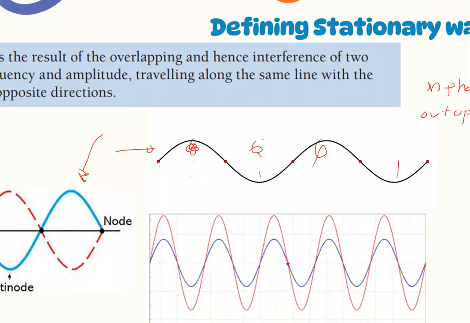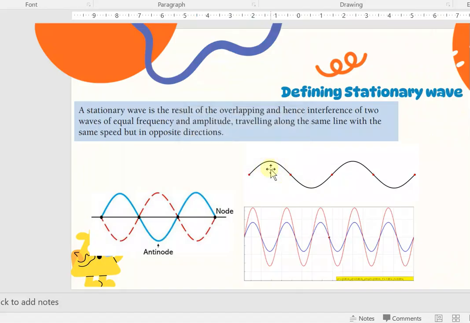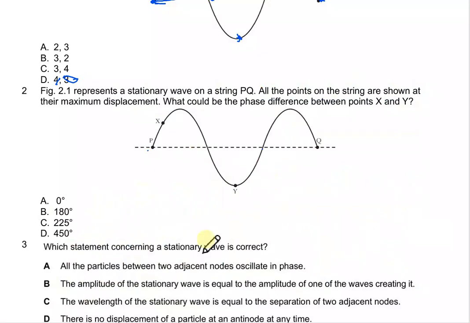Okay, back to the question. Look at the picture here. It shows particle X and particle Y. The particles X and Y are going in opposite directions, so the phase difference is 180 degrees. This is the difference between stationary wave and progressive wave. A stationary wave only has a phase difference of 0 and 180 degrees, different from a progressive wave, where we have 0 up to 360 degrees.